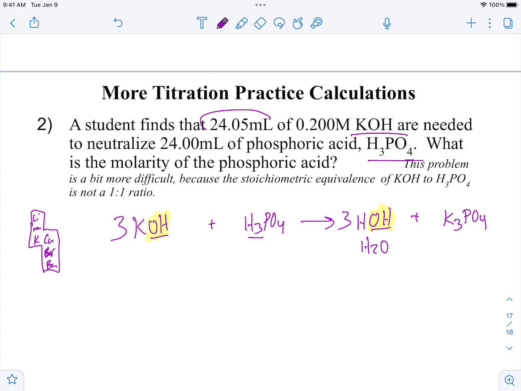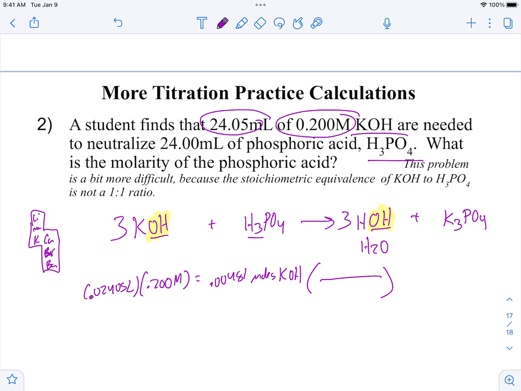We've got this much of this molar, so that means KOH is our standard. So 0.02405 liters times 0.200 molar gives 0.00481 moles of KOH. So that's how many moles of the base were needed to neutralize the acid. The ratio, because we're solving for H3PO4 now, is 1 H3PO4 for every 3 KOH. And this is why we balance the equation, because we have to see that we have to divide by 3. Okay, so that's going to be 0.00160 moles.